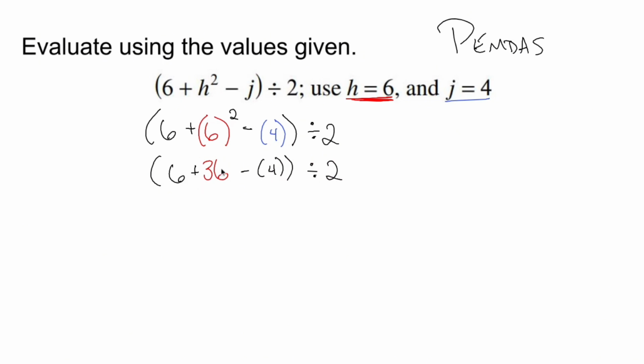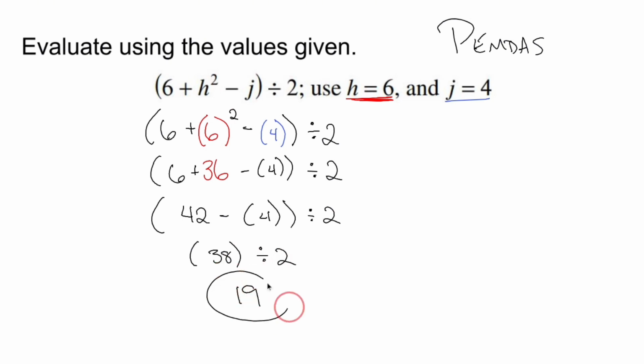Now all I have is addition and subtraction, so you move left to right. 6 plus 36 is 42. So 42 minus parentheses 4, close it, divide it by 2. 42 minus 4 is 38. And 38 divided by 2 is 19. So that's a pretty gross looking evaluation problem, but we did it, and boy was it fun.